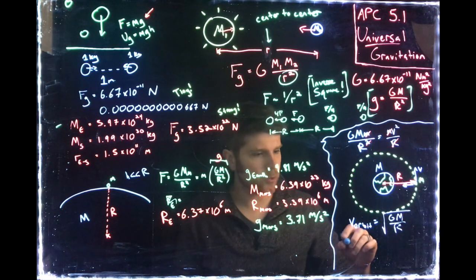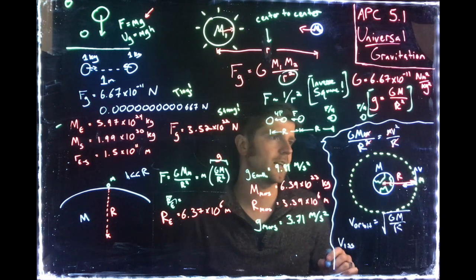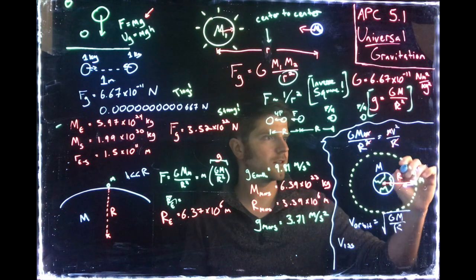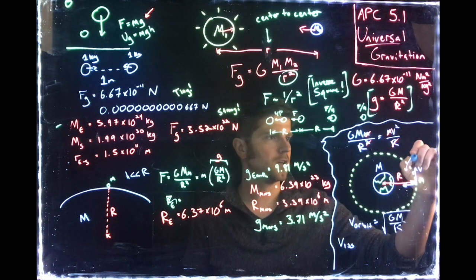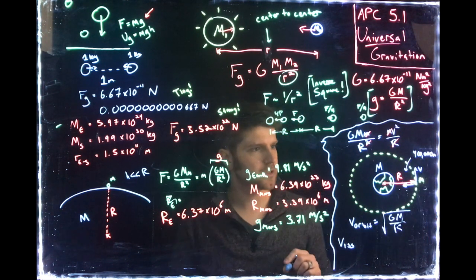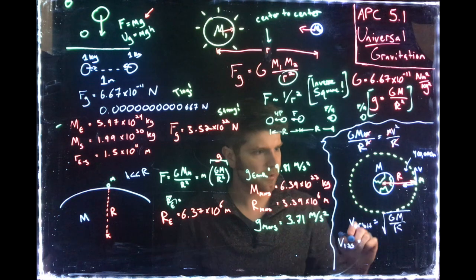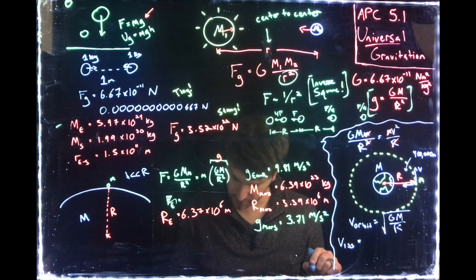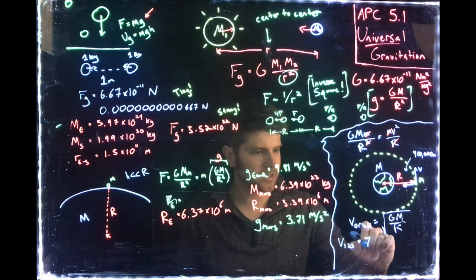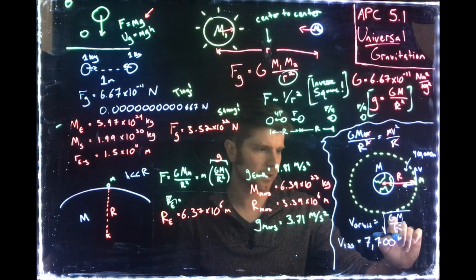So if I try this, by the way, for the ISS, the key thing here is that the ISS is an additional 400,000 meters above the surface of the Earth. So you might have to do a little bit of addition. If I calculate this for the ISS at 400 kilometers above the surface of the Earth, I get about, as near as makes no difference, 7,700 meters per second.